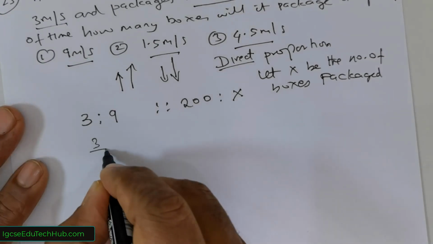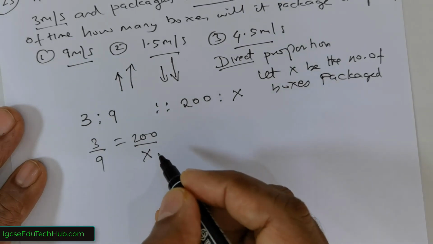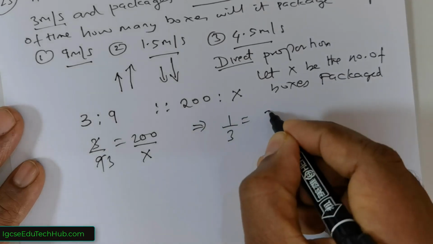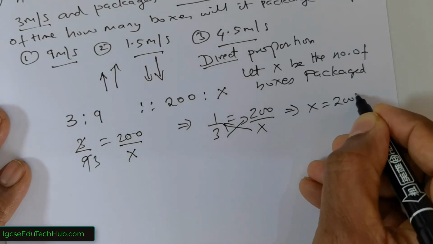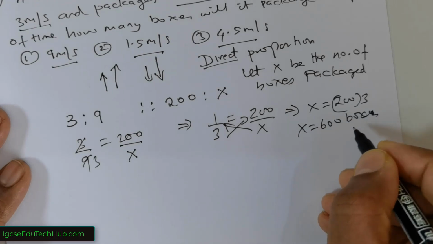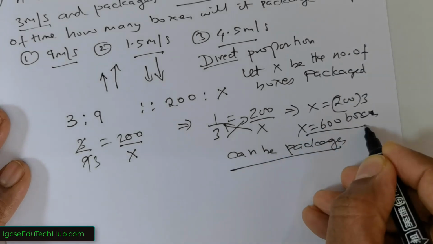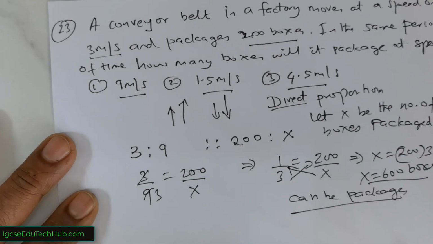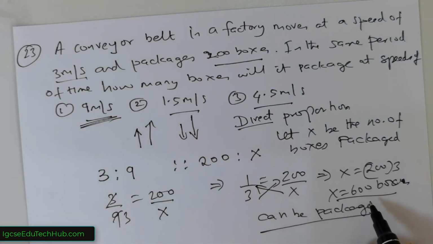So I'm going to formulate the equation. 3 over 9 is equal to 200 over x. Now 3 divides here 3 times, so you have 1 over 3 is equal to 200 over x. You cross multiply. This is going to give me x is equal to 200 multiplied with 3, so x is equal to 600 boxes can be packaged. So that's a conclusion here. When the speed is increasing to 9 meters per second, the boxes that could be packaged also increases.